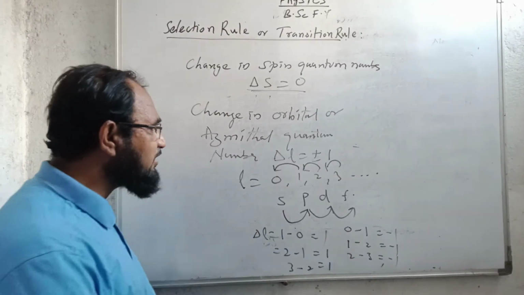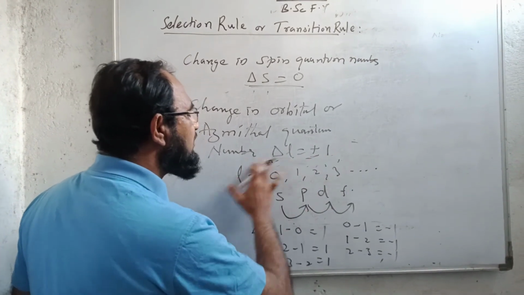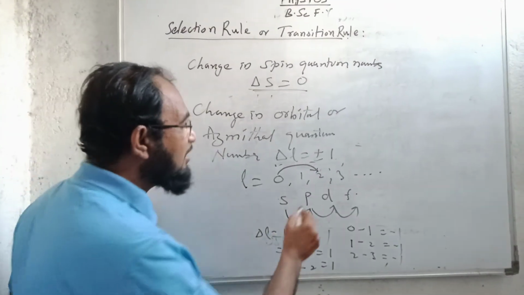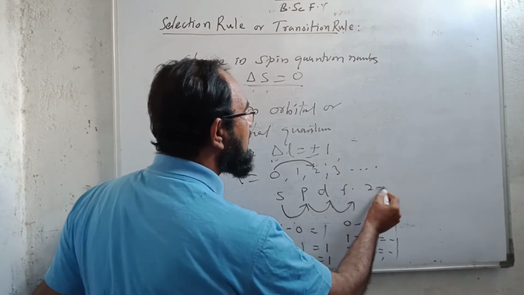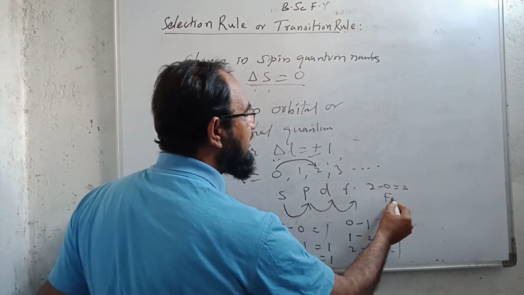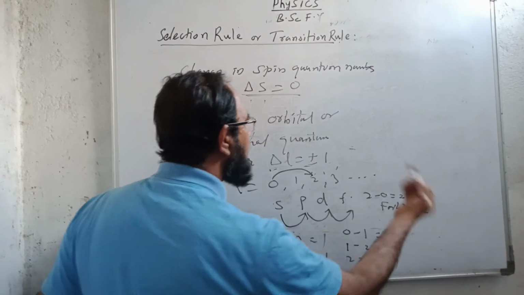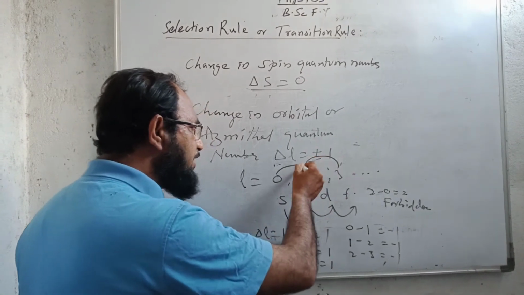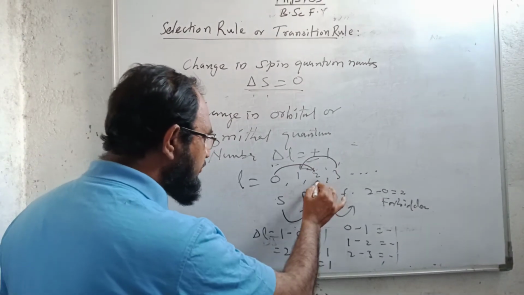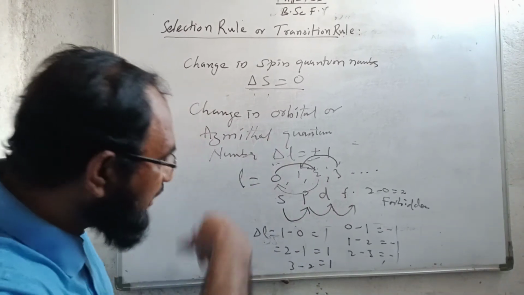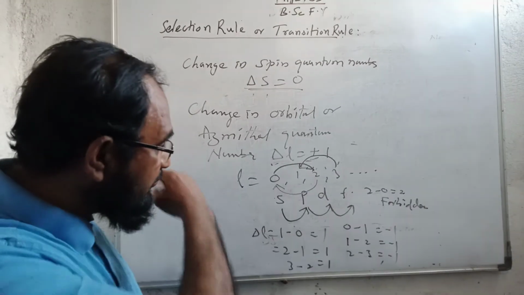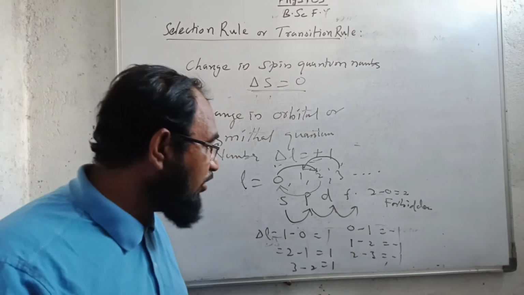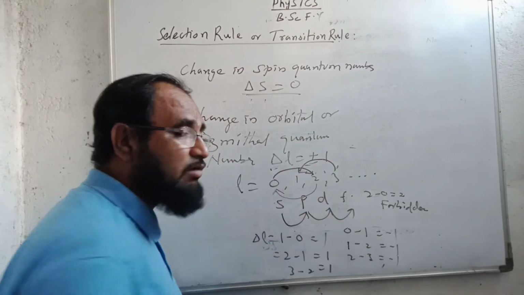Now what are forbidden transitions? An electron cannot jump from S to D. Why? Because 2 minus 0 is 2, and this is forbidden. From F to P, not allowed. D to S, not allowed. When an electron jumps from S to P, P to D, D to F, these are the allowed transitions where the value of delta L is plus 1 or minus 1.